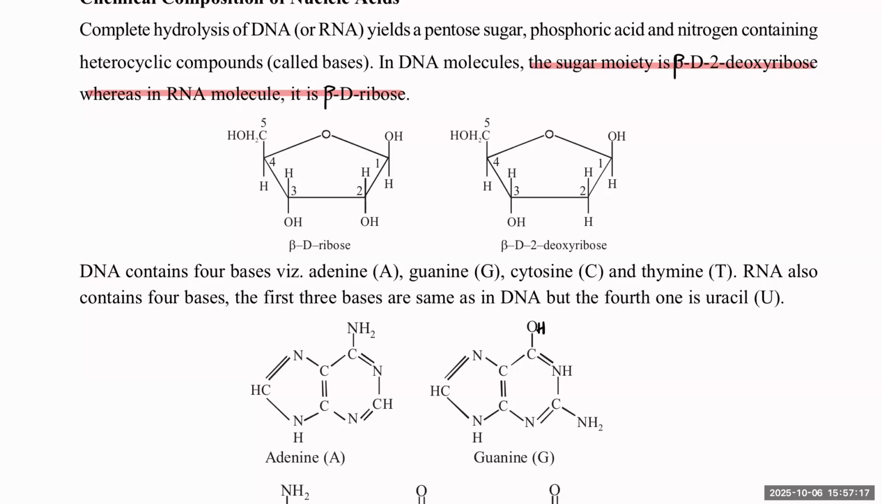And DNA specifically is made up of sugar moiety. I mean, the sugar moiety, that means the sugar part which is present in DNA, is beta-D-2-deoxyribose. Okay, just a second.